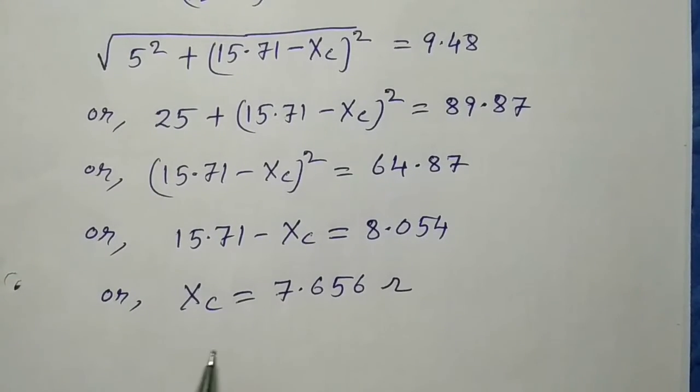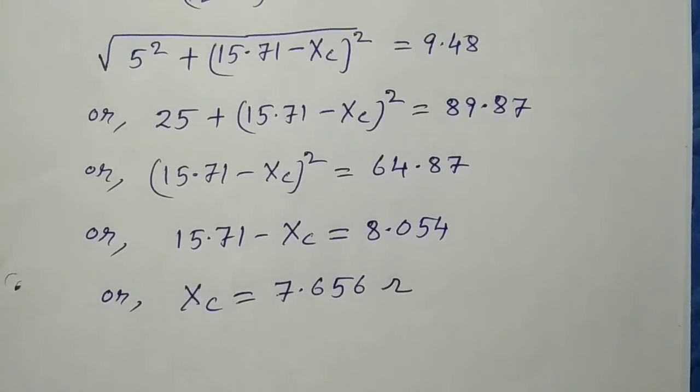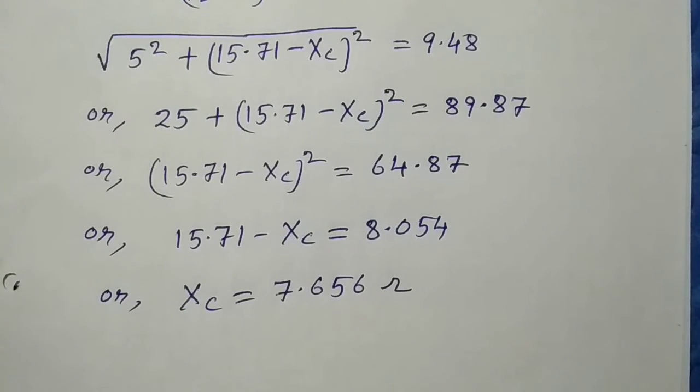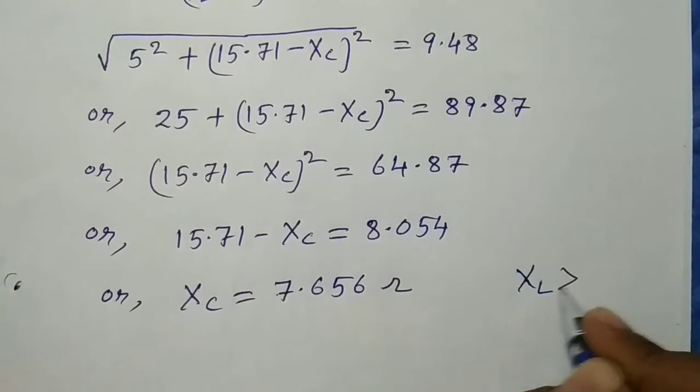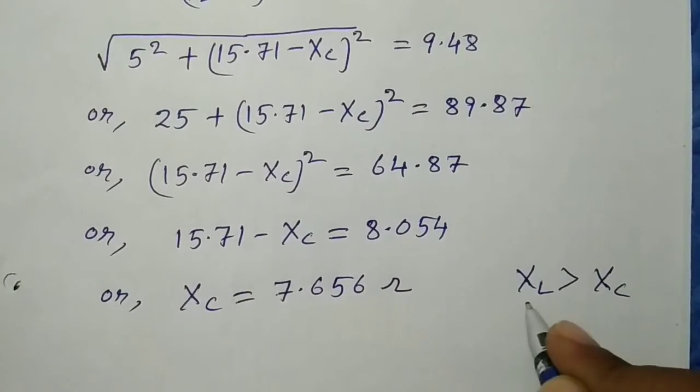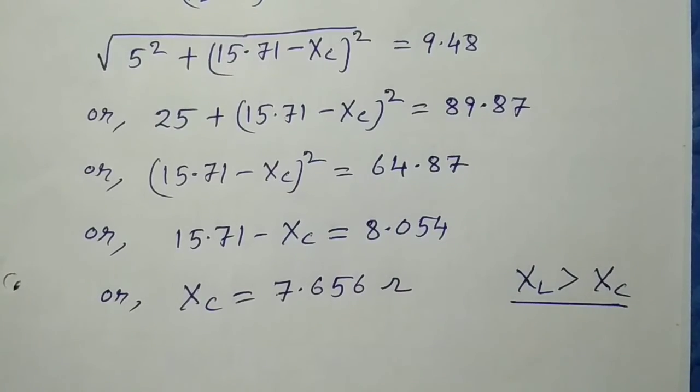Remember one thing, in the question it is given as the circuit current is lagging the supply voltage. That means the nature of the circuit is resistive inductive. Therefore, the value of XL should be greater than XC. It is given in the question. This is a condition.